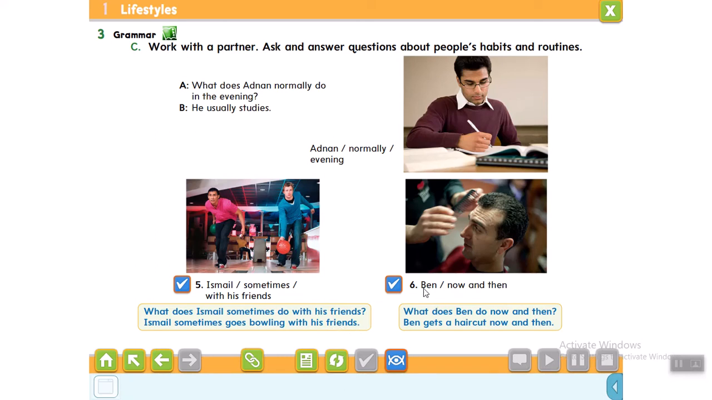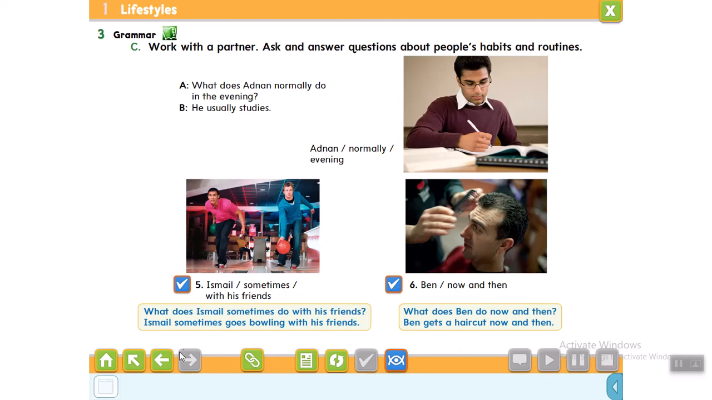Okay. Ben, now and then, from time to time, once in a while. What does Ben do now and then? From time to time. Ben gets a haircut now and then.